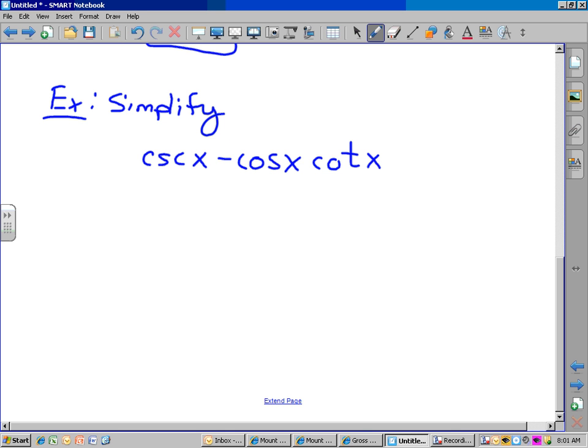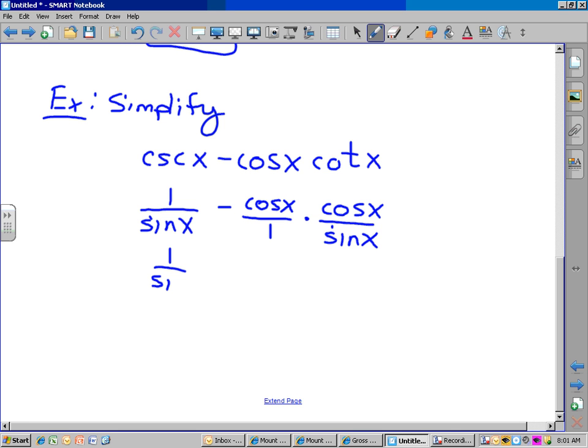So I see these two over here on the right. I got cosine and cotangent, right? Cosine I can write as over 1. What's the quotient identity for cotangent? Cosine over sine. Okay. How about cosecant? What's its reciprocal identity? 1 over sine. So what I have here is 1 over sine minus cosine times cosine is cosine squared. 1 times sine is sine.